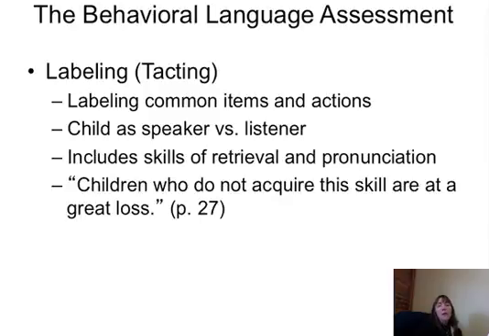Labeling, tacting, labeling common items and actions. It involves the child as a speaker, not listener, so it's not receptive, it's expressive, and includes both retrieval of what that word is and the correct pronunciation. Inherently, it also includes echoic skills. And children who don't acquire this skill are at a great loss, they say in their book. They see it as important in terms of cognitive potential.